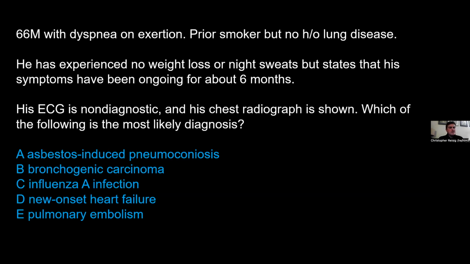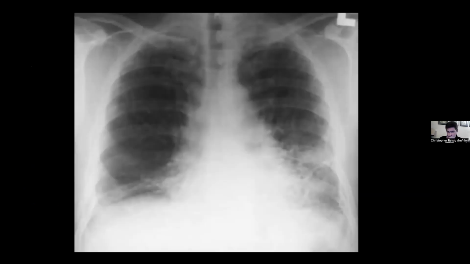All right. 66-year-old male, dyspnea on exertion, smoker, but no history of lung disease. He's been having symptoms for 6 months now, and he has a chest x-ray as shown. Which of the following is the most likely diagnosis? If you look at the answers, you can know it's not going to be something straightforward, right? It's pneumoconiosis, bronchogenic carcinoma, flu, heart failure, pulmonary emboli, and then you get this chest x-ray.